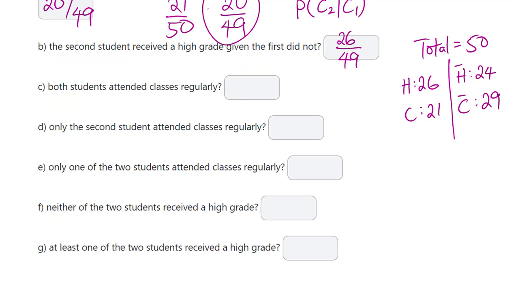Now, both students attended classes regularly. So the first one attended classes regularly, so 21 out of 50 for that one. And then the second one will have 20 left out of the remaining 49.